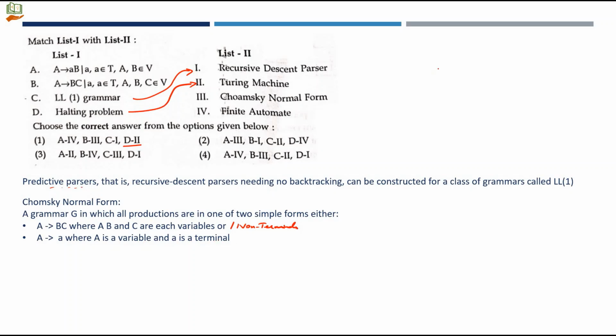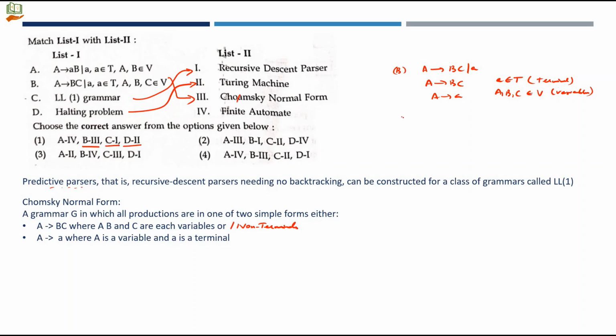Now just interpret option B. A derives BC or a. This is actually similar to A derives BC and A derives a. This is in the form of Chomsky normal form, and they have mentioned small a belongs to T, which means a set of terminal symbols, and A, B, C in capital belong to V, the variables part or the non-terminals part. So we can mark B to 3. So C is mapping to 1 and B is mapping to 3.